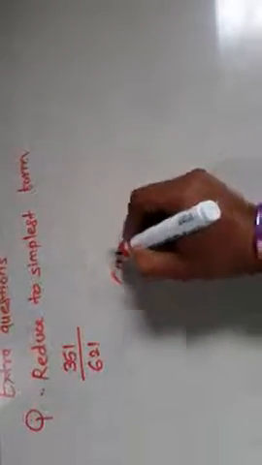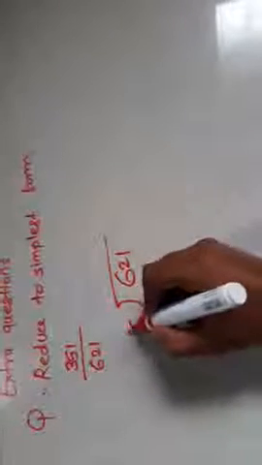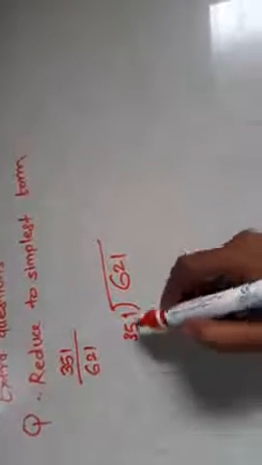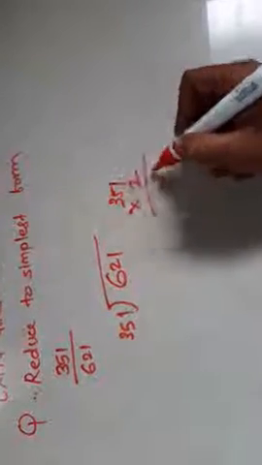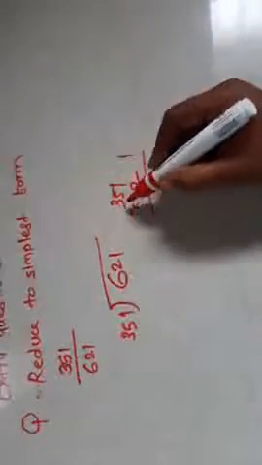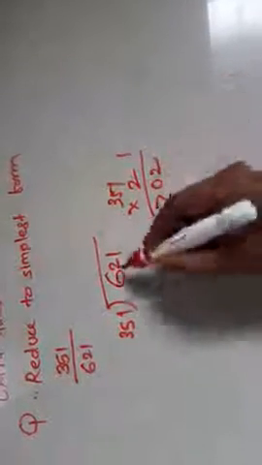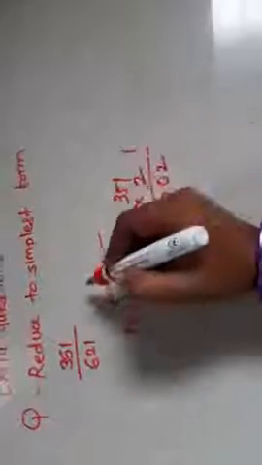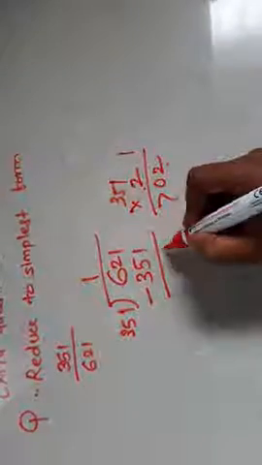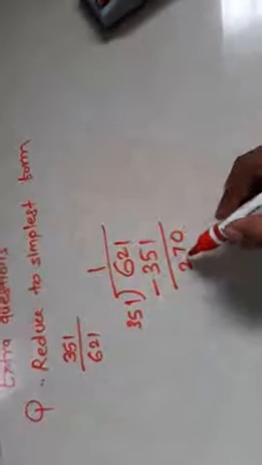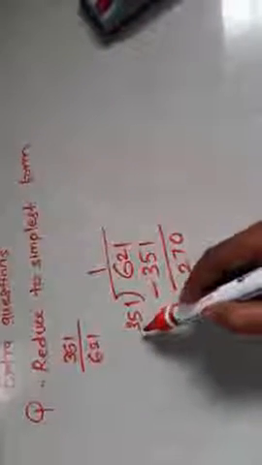So divide the bigger number by the smaller one. So 621 is divided by 351. So we will check 351's table. 351 into 1 is 351. So we will check 2s. This will be 2, 0, carry 1, 7. So this number is bigger than this, so we can't take 2s. Instead of that we have to take 1s. 351. It will be 0, 270. Now this 270 is the remainder, which is smaller than this divisor.